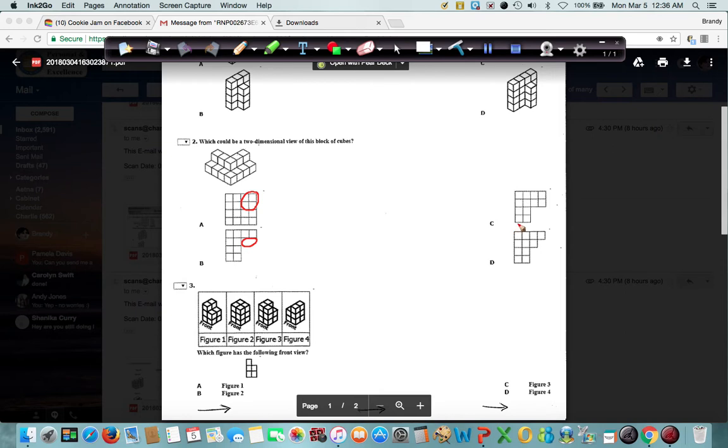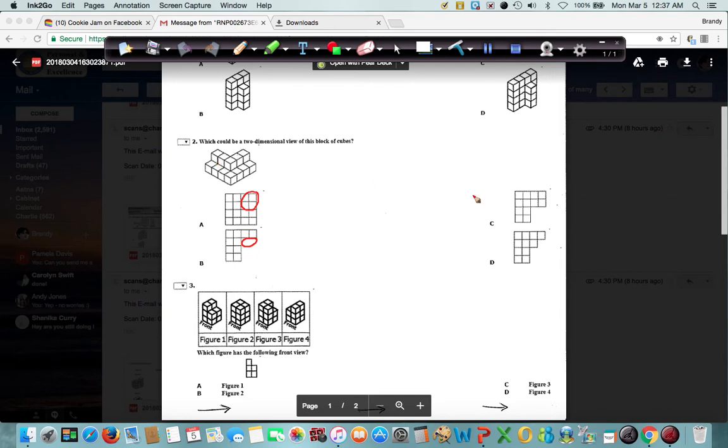Let's look over here at C. So if I'm looking at C, I would have 4, and then I would have 3. If I'm looking at it this way, right, I would have 4 across the bottom and 3 there. That's not it. If I look at it from this side, I would have 4 and 3. And if I was looking at it from the top, I would have 4, 4, 2, and 2.